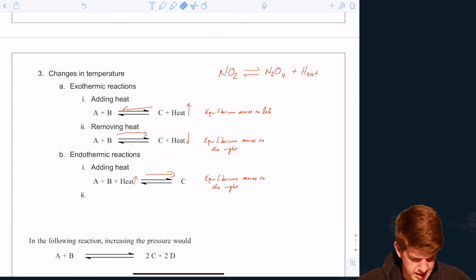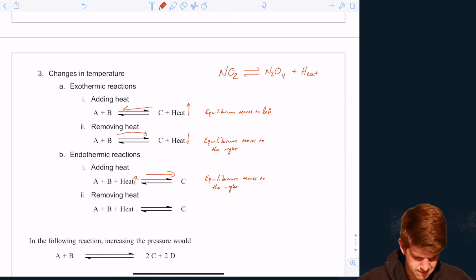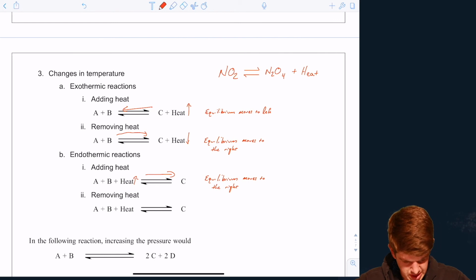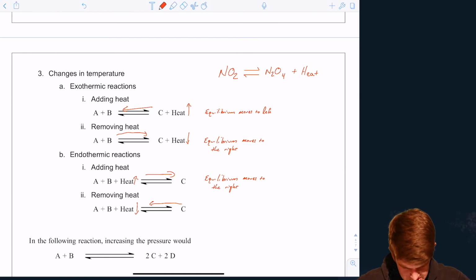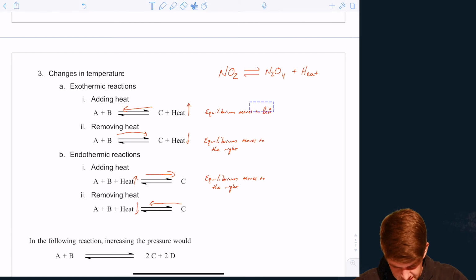And lastly, let's see, exothermic, endothermic, adding heat, taking away heat from an endothermic reaction. So now we've got less heat. So if the reaction of C becoming A and B produces heat, and I'm now too cold, let's produce some heat. Let's use some of C, and we'll get the equilibrium to shift to the left.